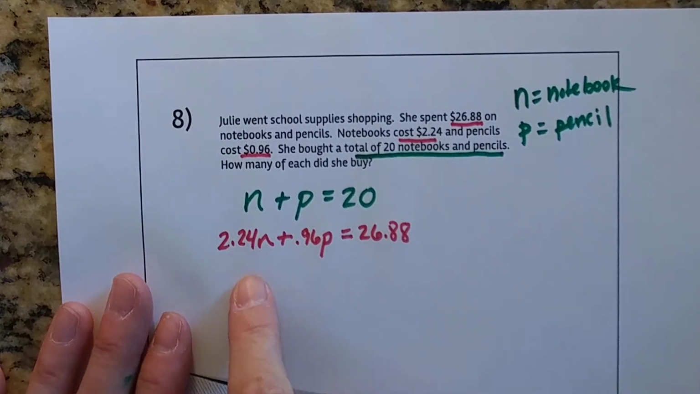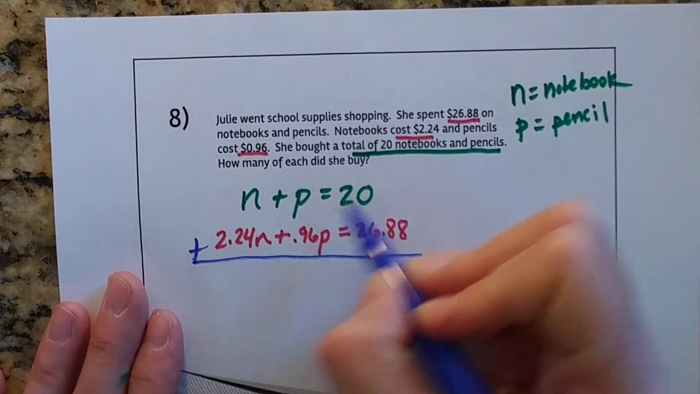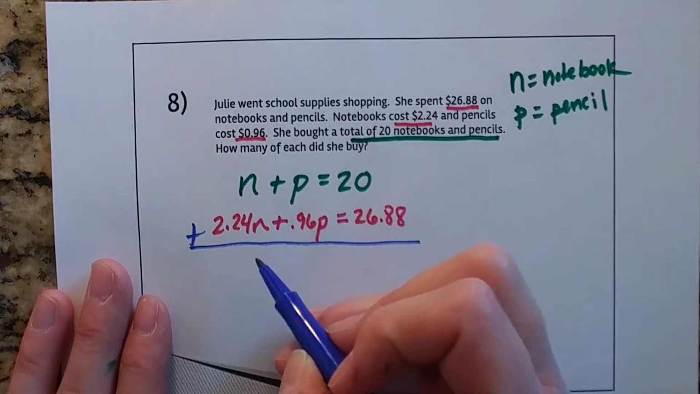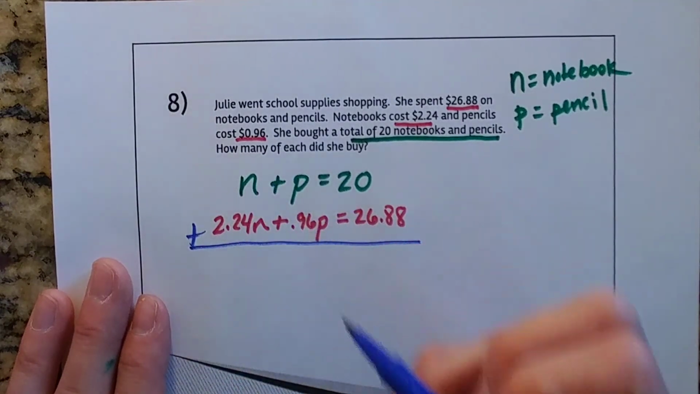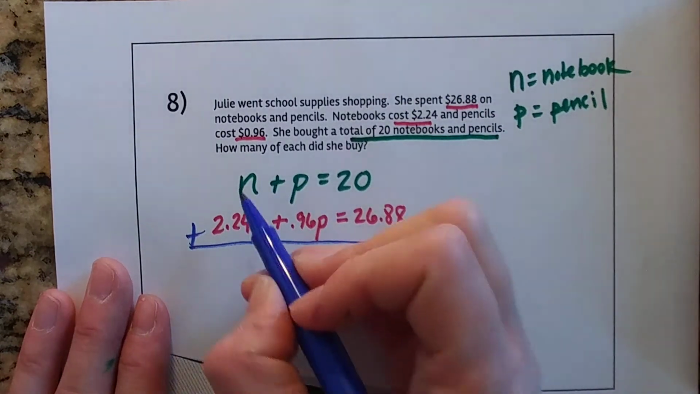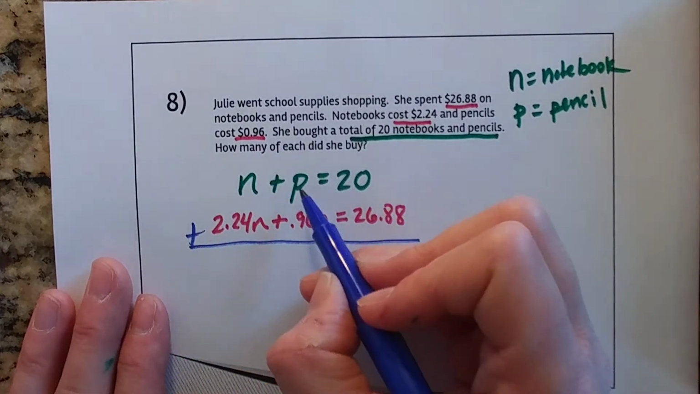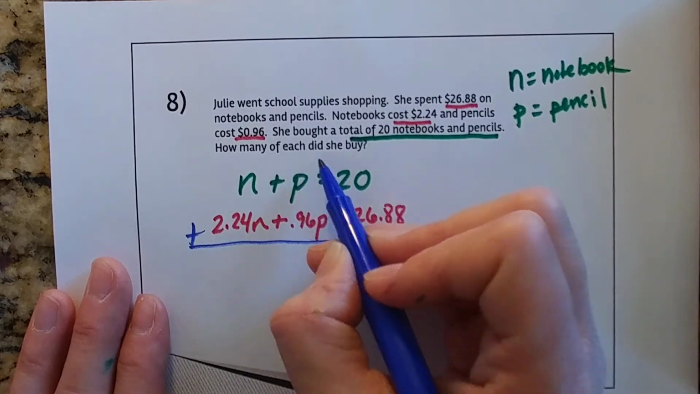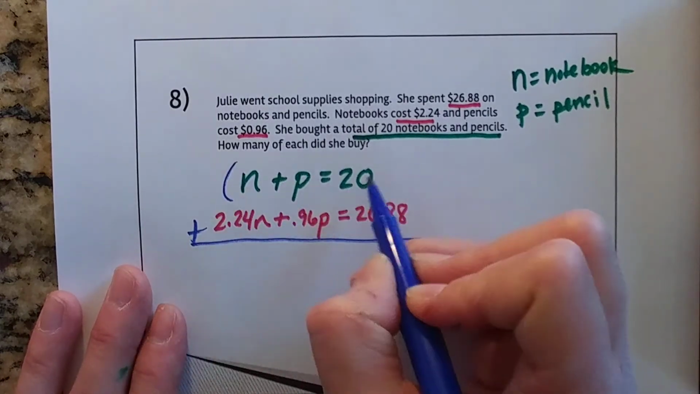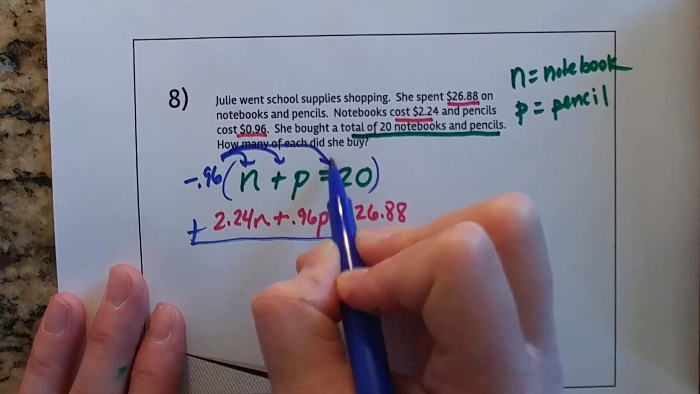Now, do you see how the notebooks here are lined up, the pencils are lined up, and the constants lined up? It's perfect for elimination. However, I can't get anything to cancel without multiplying here. I'm definitely going to need my calculator on this one. So either I have to multiply the top by negative 2.24 to get the Ns to cancel, or multiply the top by negative 0.96 to get the pencils to cancel. Maybe let's do negative 0.96 because it's smaller.